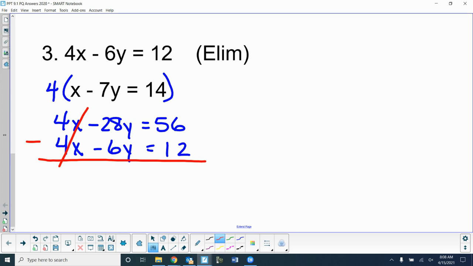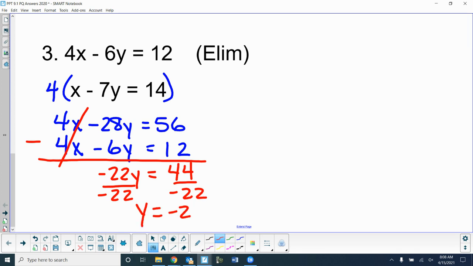Okay? Now I'm going to subtract negative 6 from negative 28. So it's minus a negative 6, which actually ends up making an addition, right? So it's negative 28 plus 6, which is a negative 22. And then 56 minus 12 is 44. Divide by the negative 22, and we got our y value. But again, we're only half done, just like before. How do I find my x value?